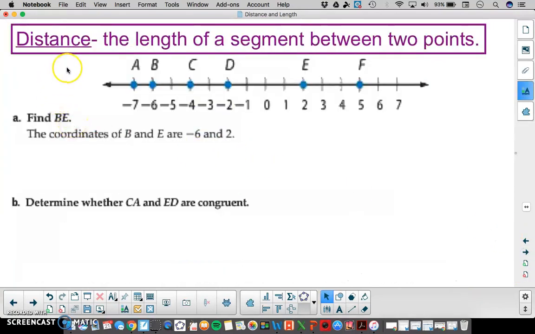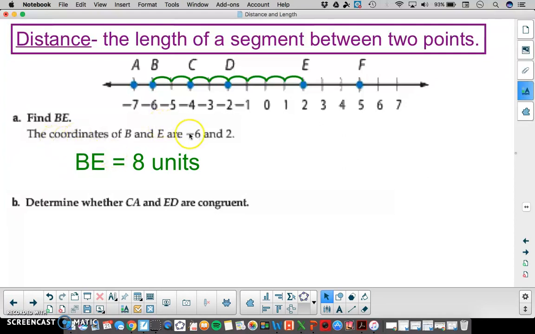Now let's talk about distance on the number line. We know distance is the length of a segment between 2 points. So we have the number line here, and we can find the distance between 2 points by counting the spaces. So if we want to find the measure of segment BE, all we have to do is start at one of those points and then count to the other one. So starting from B, there's 1, 2, 3, 4, 5, 6, 7, and 8. So from B to E is 8 units.